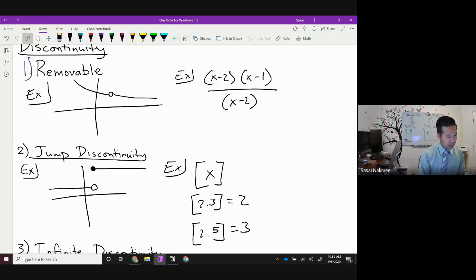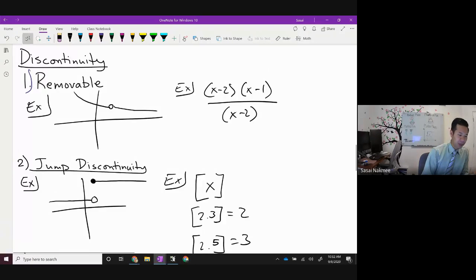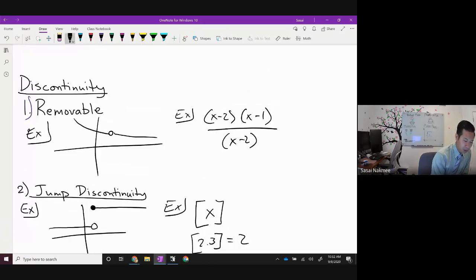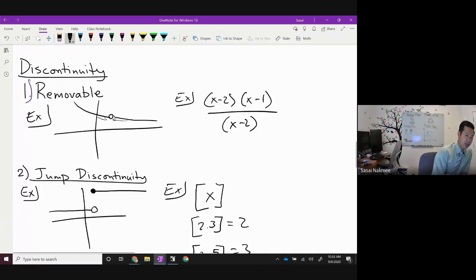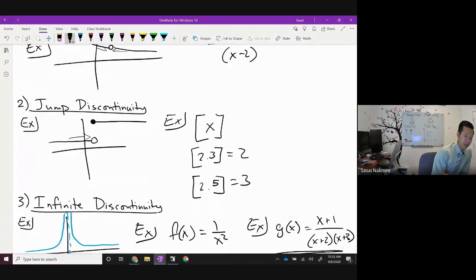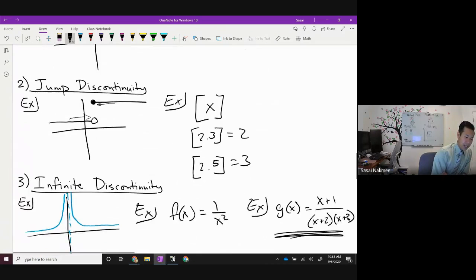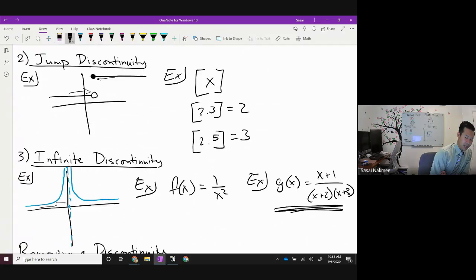But basically, the ones that limits can really work with are the removable discontinuities, because with the removable one, you can say that the limit exists as it approaches from left to right. Whereas the jump discontinuity, the one-sided limits exist, but they don't approach the same number. And for infinite discontinuities, they just go towards infinity, and the limits just don't exist at those points.